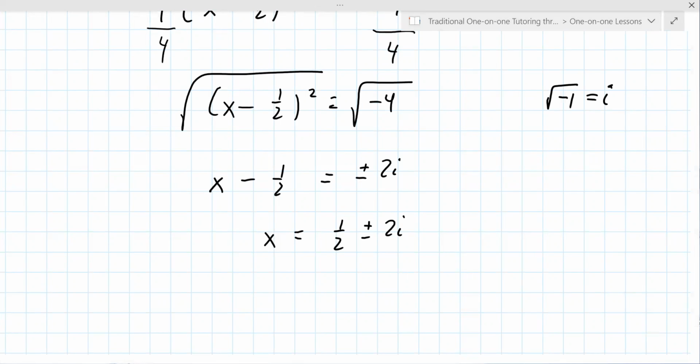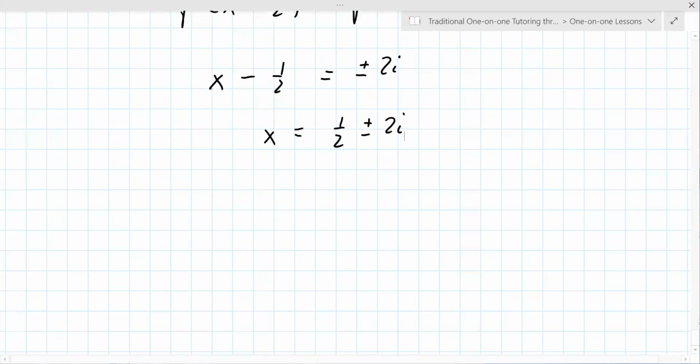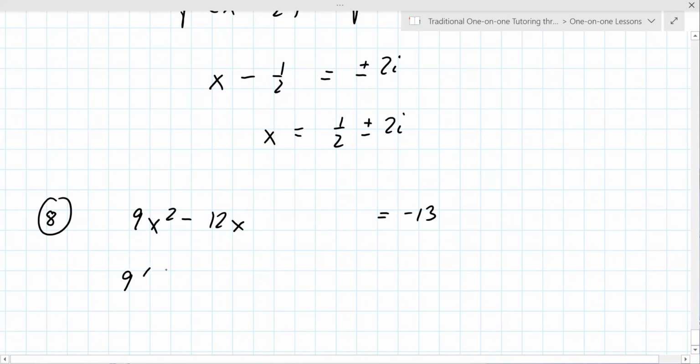Eight is really, really awful. Are these all completing the square? Yes, they are. So 9x squared minus 12x plus something equals minus 13. So this time, unfortunately, when you factor out a 9, you don't get anything good here. It becomes 12 over 9, which does reduce, but the approach I'm showing you works really well when it factors out nicely.